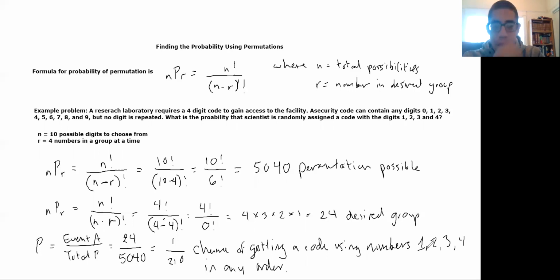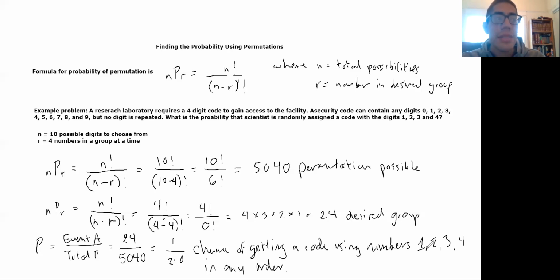The example problem says, a research laboratory requires a 4-digit code to gain access to the facility. A security code can contain any digits from 0, 1, 2, 3, 4, 5, 6, 7, 8, and 9, but no digit is repeated. Now, this part right here is really important. The fact that they said no digit is repeated means that we're only going to use this formula. If they allow the digits to be repeated, we'd have to use a different formula, which we're going to do later. So here, we're just focused on this. The key part of this problem is no digit can be repeated. If you already have a 1 in that code, you can't have another 1 in that 4-digit code anymore.